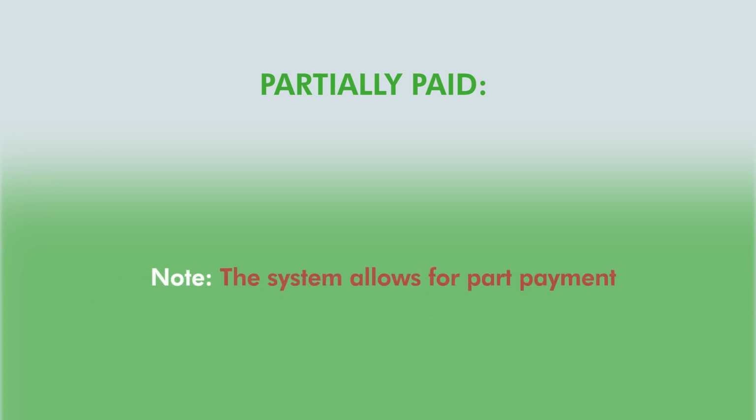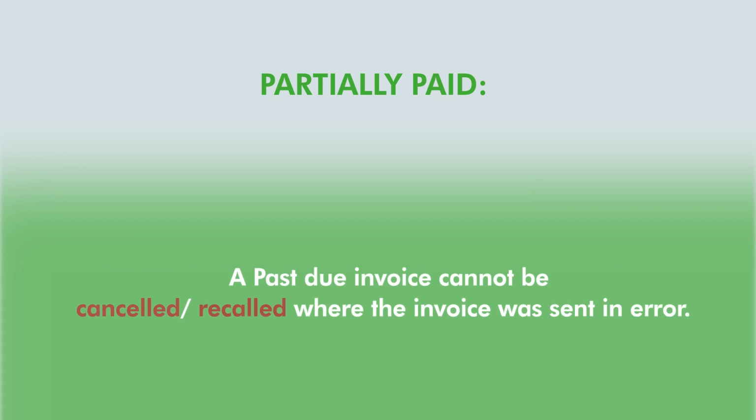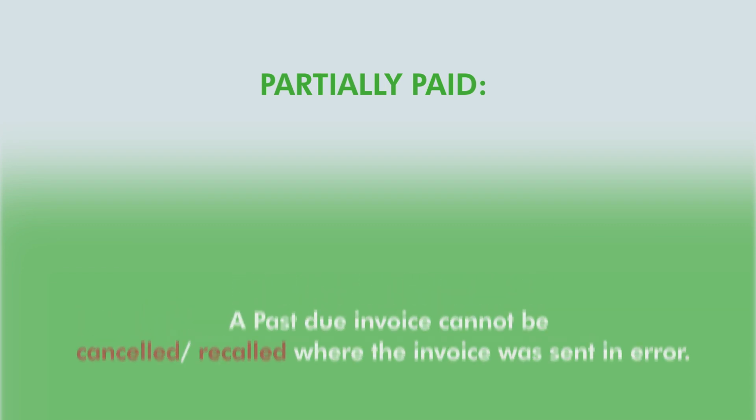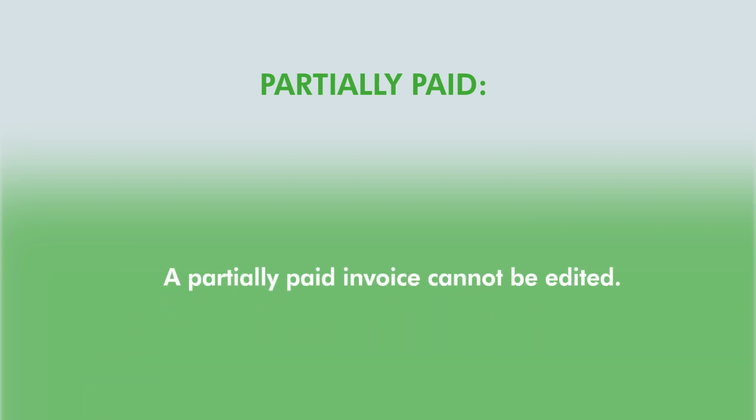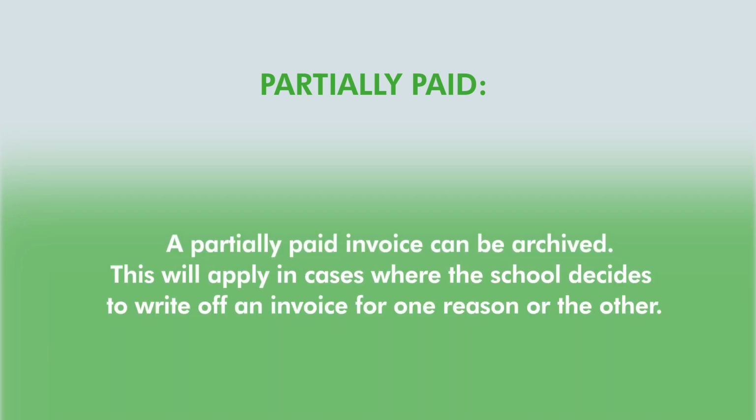A sent invoice cannot be edited. 4. Partially paid. This is an invoice that has not been fully settled. Note, the system allows for part payment. A past due invoice cannot be cancelled or recalled where the invoice was sent in error. A partially paid invoice cannot be edited. A partially paid invoice can be archived. This will apply in cases where the school decides to write off an invoice for one reason or the other.